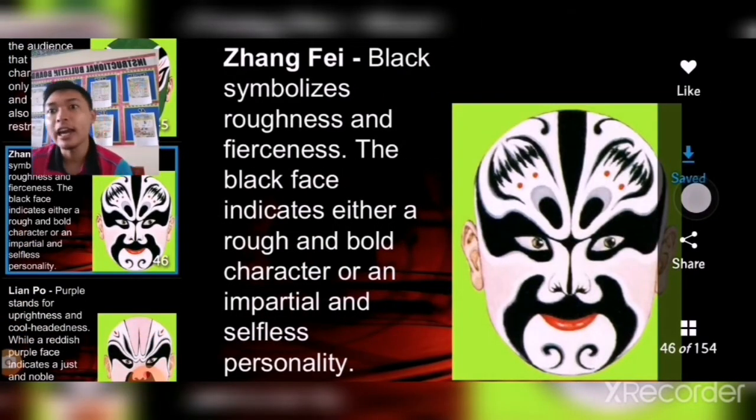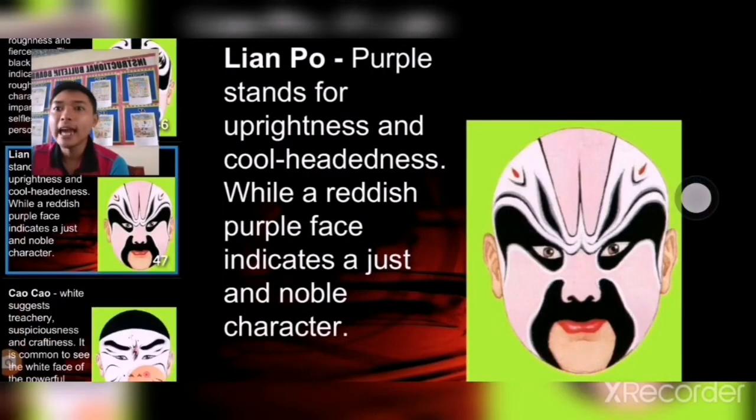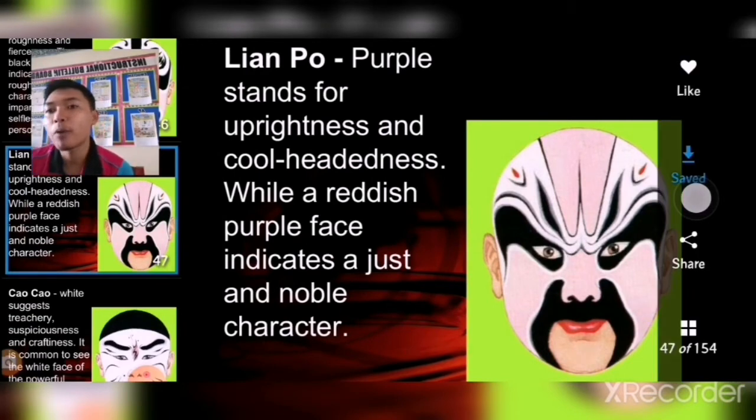Next is Zhang Fei. Black symbolizes roughness and fierceness. The black face indicates either a rough and bold character or an impartial and selfless personality. So it's like the personality of our dear President Mr. Rodrigo Duterte. Lian Po, the purple, stands for uprightness and cool-headedness, while the reddish purple part indicates a just and noble character. So that means that he's somewhat a good individual.